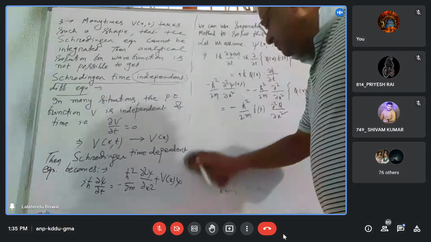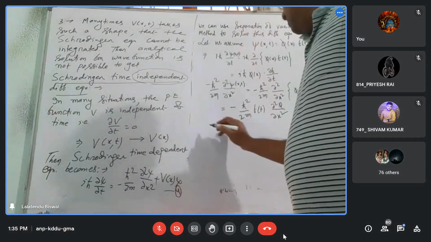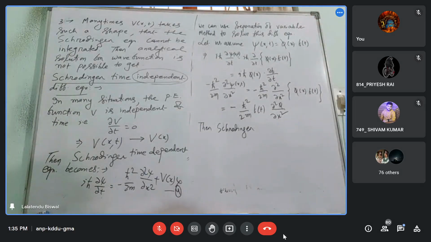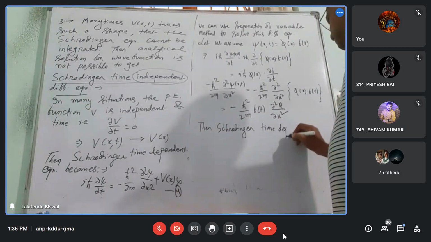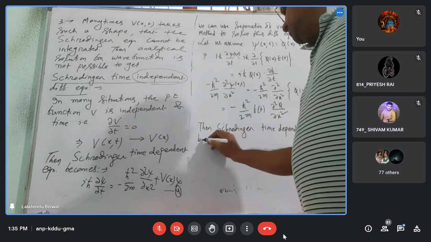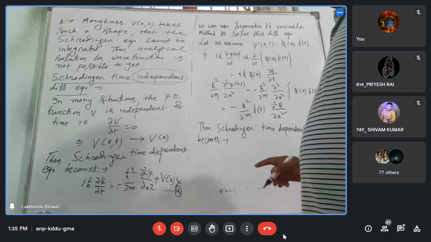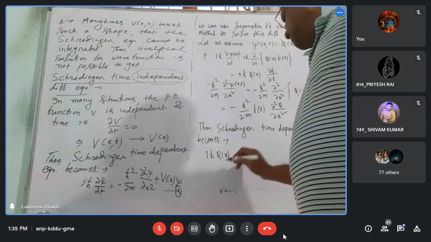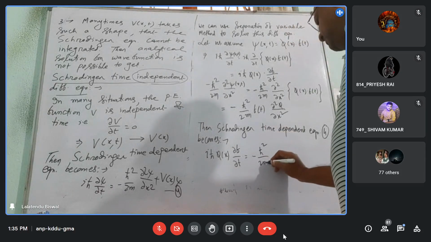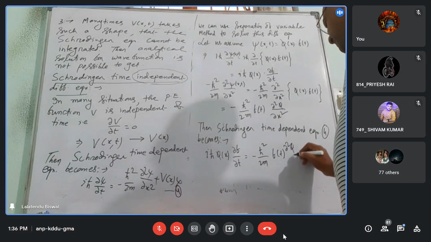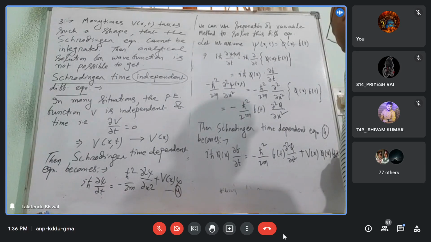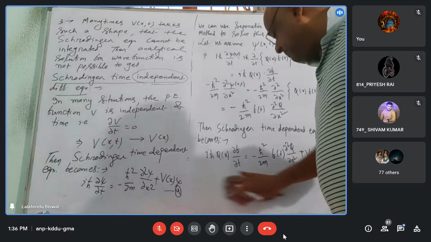Then the Schrodinger time dependent equation becomes: LHS is i h cross phi(x) del F by del t, RHS is minus h cross square by 2m F(t) del square phi by del x square plus V(x) phi(x) into F(t), because psi(x,t) is equal to phi(x) into F(t).